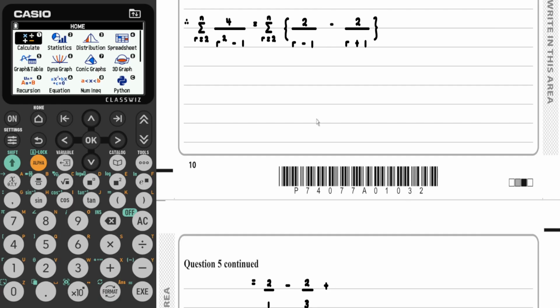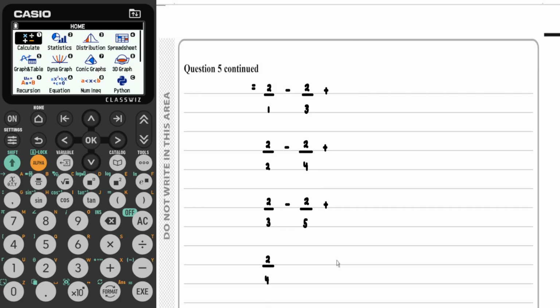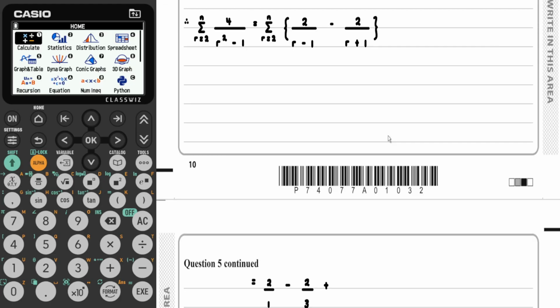When r equals 5, we have 2 over 5 subtract 1 subtract 2 over 5 plus 1. That's 2 over 4 subtract 2 over 6. Now, we could continue, but where do we stop? Well, of course we stop when r equals n. So it would make sense for us to work out the last couple of terms. That is to say, when r equals n subtract 1, and then r equaling n.